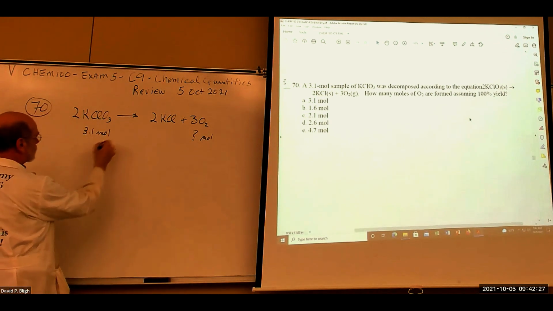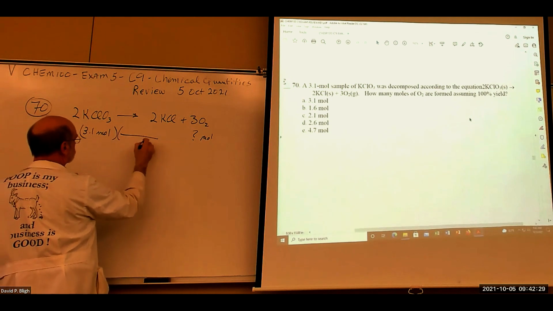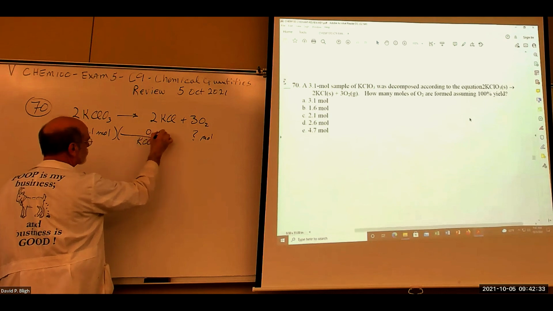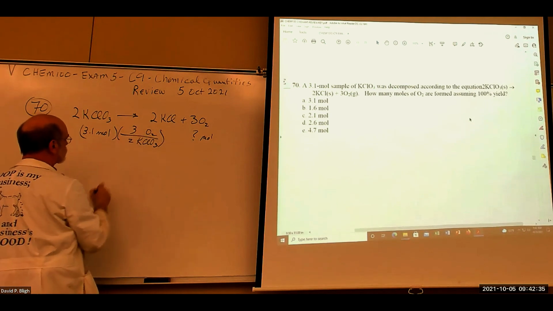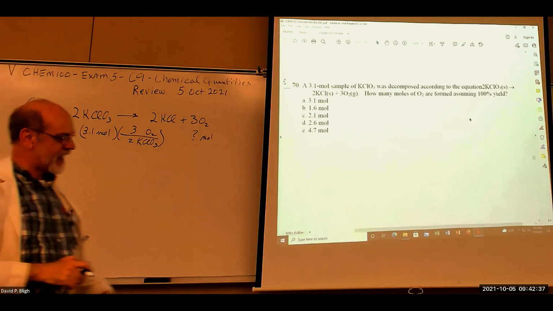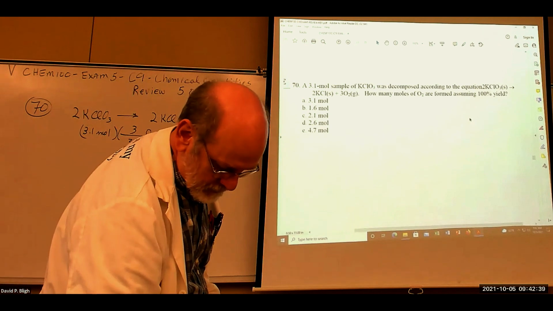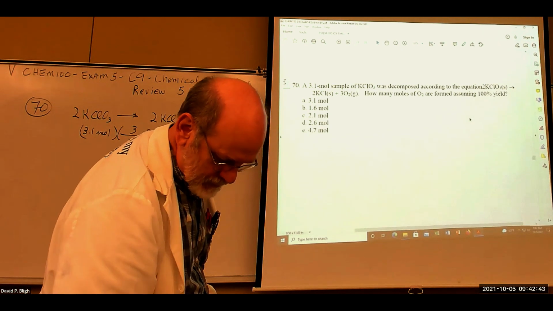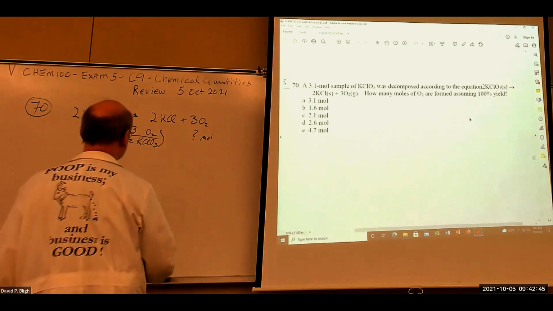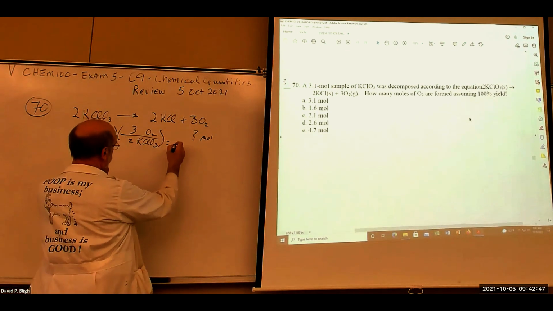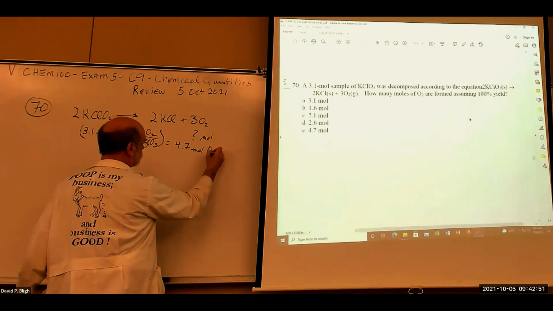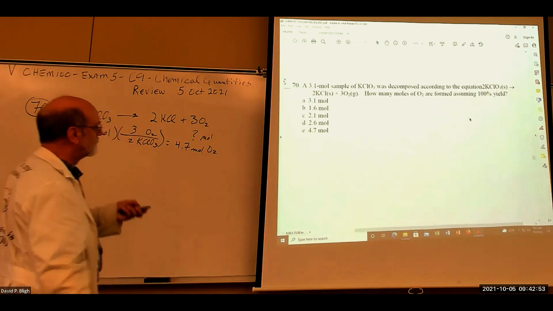It's simple. KClO3, O2, this is 3, that's 2. So 3 halves of 3.1. 4.65. Rounded off, 4.7 moles of O2. There it is.